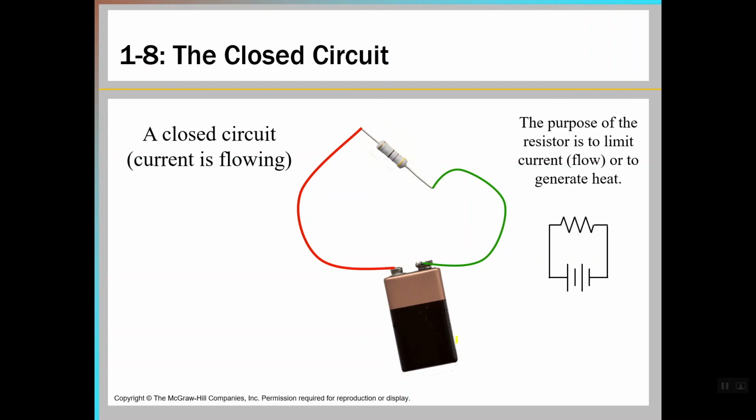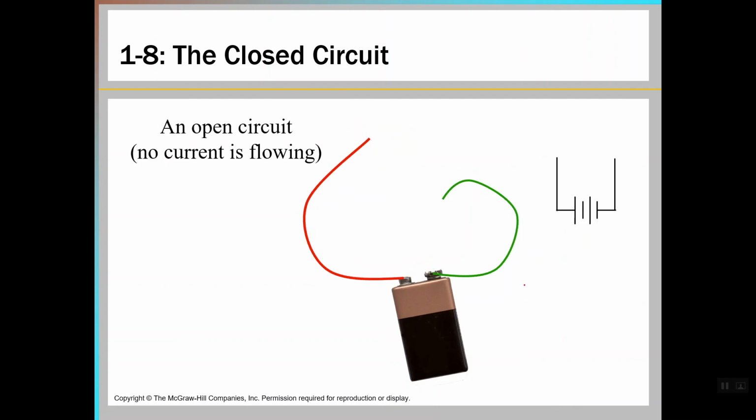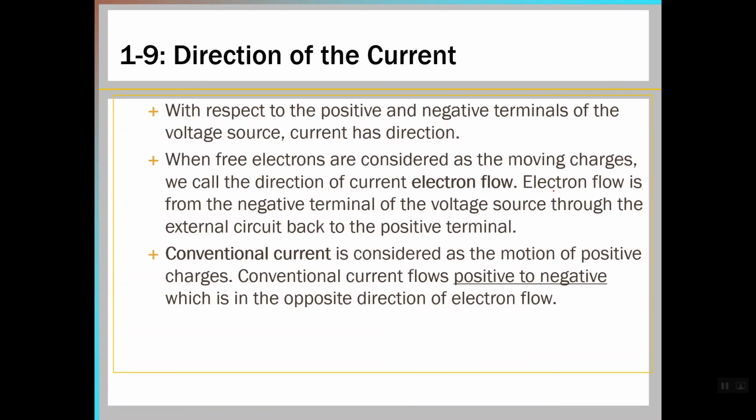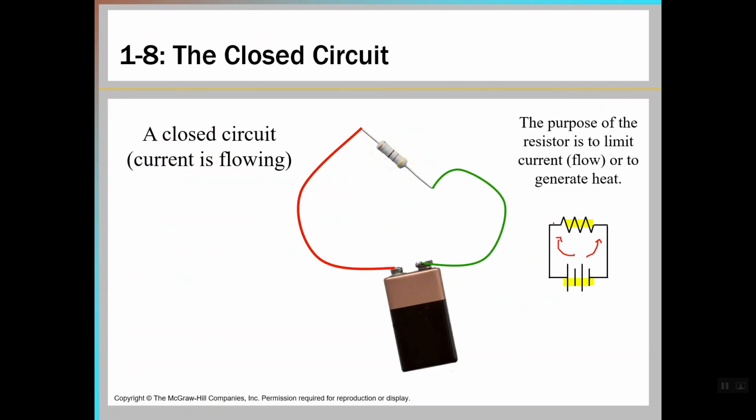Here's an example of a complete circuit, closed circuit, current's flowing. Here's the schematic. There's a schematic for a battery. Here's a schematic for a resistor. If I had current, it would be flowing like this or like this. We'll get into that in a minute. Here's an open circuit. And a short circuit would be something like a wire attached there. So it's going to go through that wire because it doesn't like the resistance. So it's going to bypass that resistance.